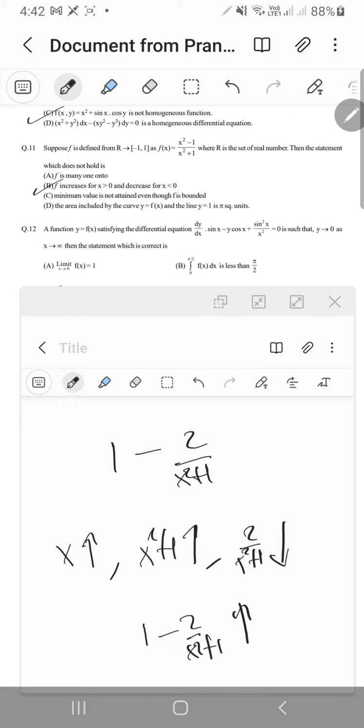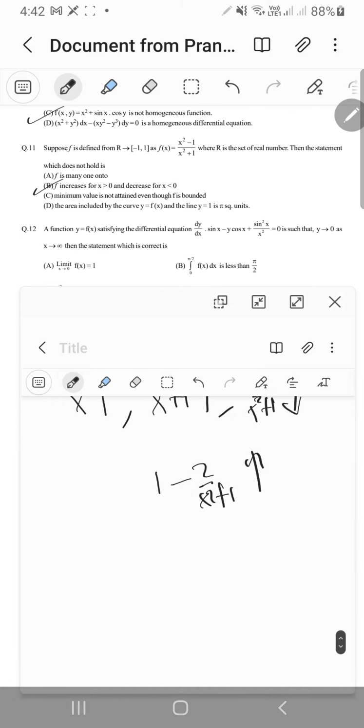Cool. Minimum value is not attained even though f is bounded. I mean, the minimum value is attained, maximum value is not attained.